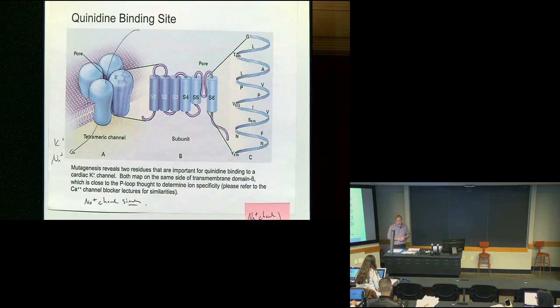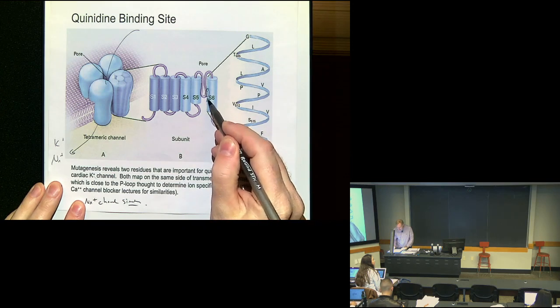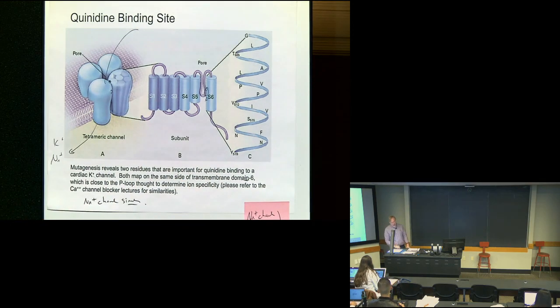Similar structure. Now, a bunch of mutants were made in the lab in this channel to see which one could block out quinidine binding, and that way they could find where on the protein this binding site is. And what they found is that they sort of map on the same side of this transmembrane domain 6 as the P-loop, so they think it binds sort of close to the inside of this channel, suggesting also, similar. They don't have high resolution, but the idea is that it's only accessible when this channel is open.